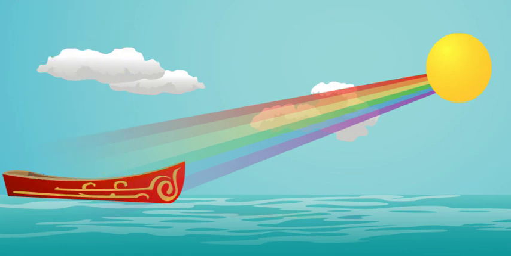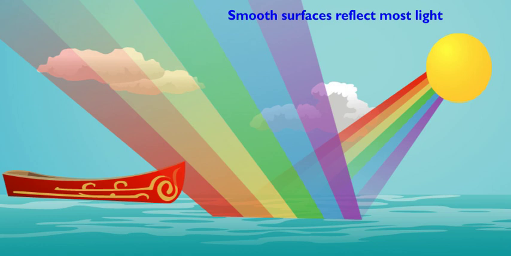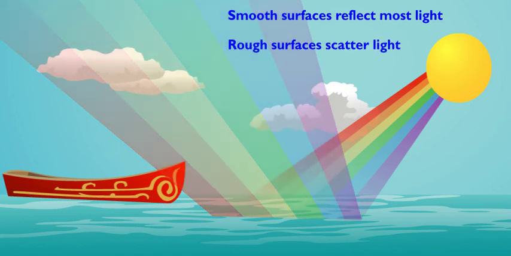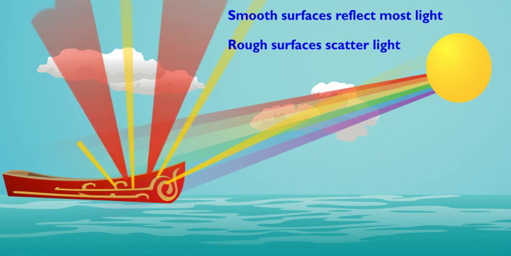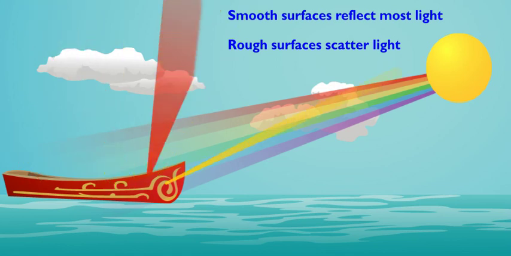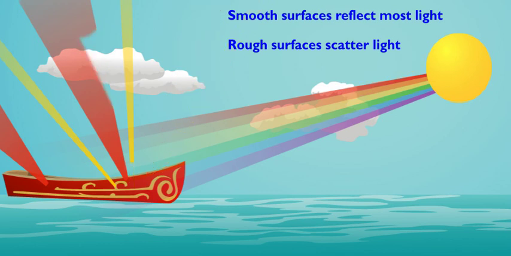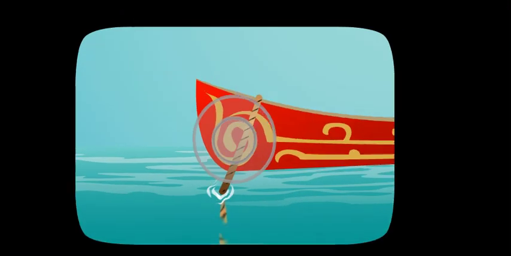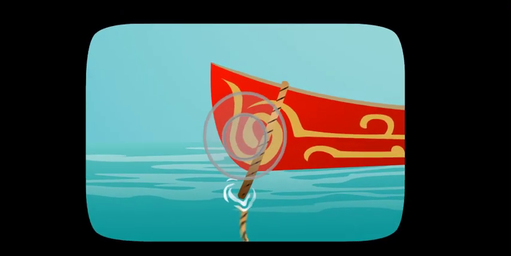Yep, but also the boat has a rough surface. Unlike water, which has a smooth surface that reflects most of the light, the rough surface diffuses the light. That means it sends it in many directions. And since the light doesn't reflect in just one direction, there's no mirror reflection? Exactly. RJ, look! Is that rope bending?